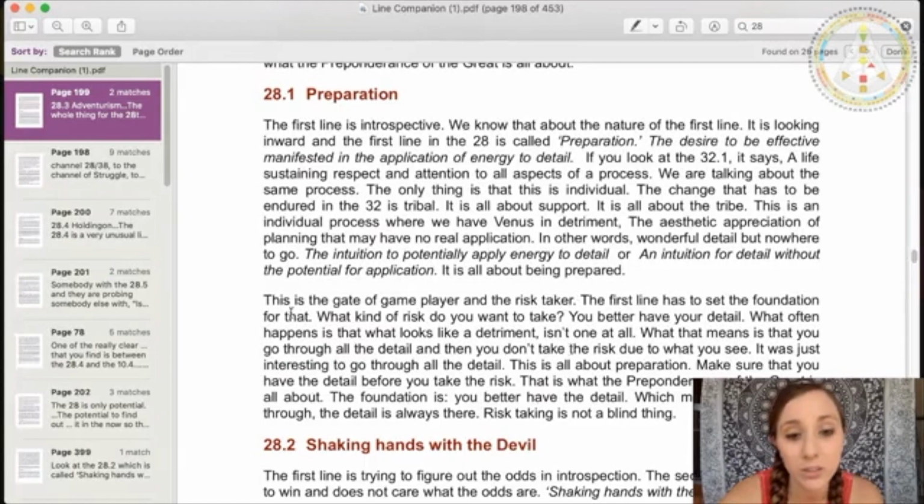line has to set the foundation for that. What kind of risk do you want to take? You better have your detail. When you have that equilibrium and that harmony inside of you, you're able to take those risks because you feel really secure and solid within yourself, right? And so now that you have that solidity and that understanding of the energy behind it, you're able to take risks with it. This is all about preparing to take those risks. Your whole journey was to gain that equilibrium and harmony, and now you're preparing to take risks because that's where this hexagram is going.